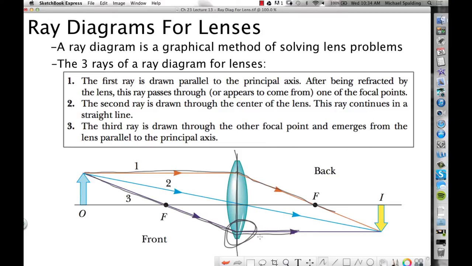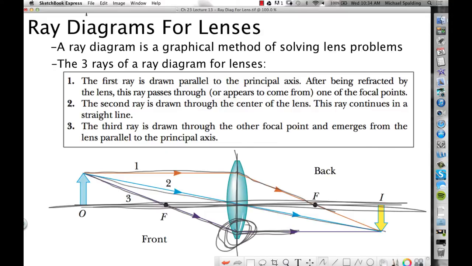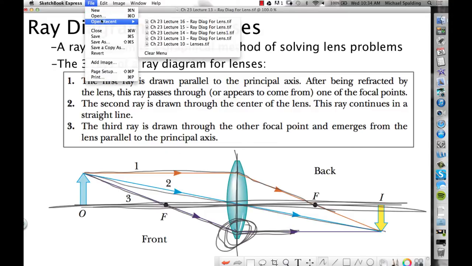Anything that gets closer to the principal axis would be an example of converging, right? So this ray right here, you know, it pulled up and went closer to the principal axis. That's converging. And then ray number two, bam, straight through the center of the lens. Okay, now let's look at the other one. A diverging lens.